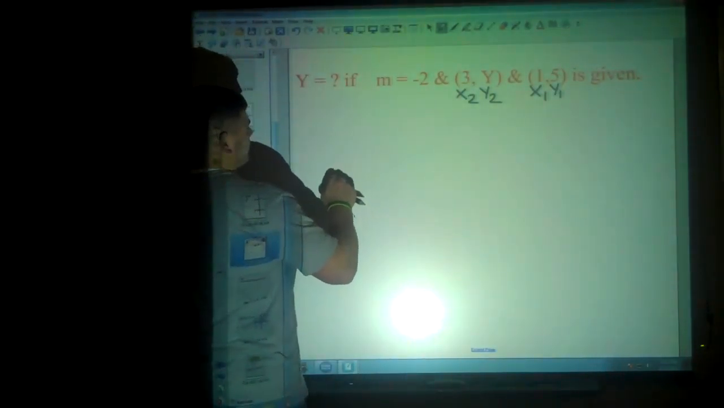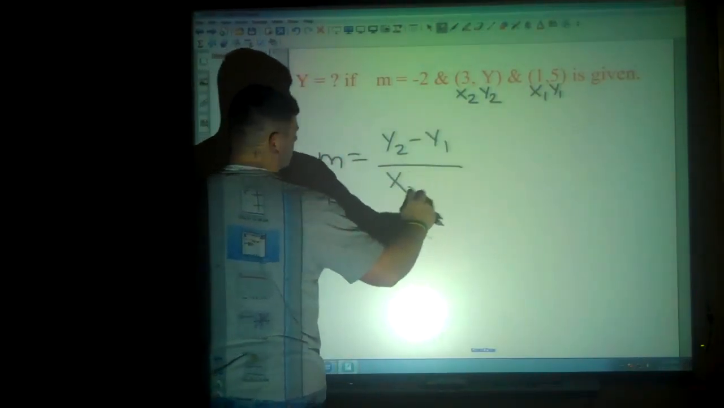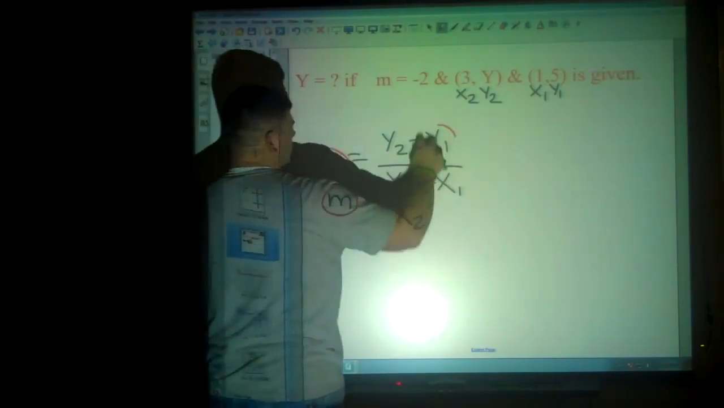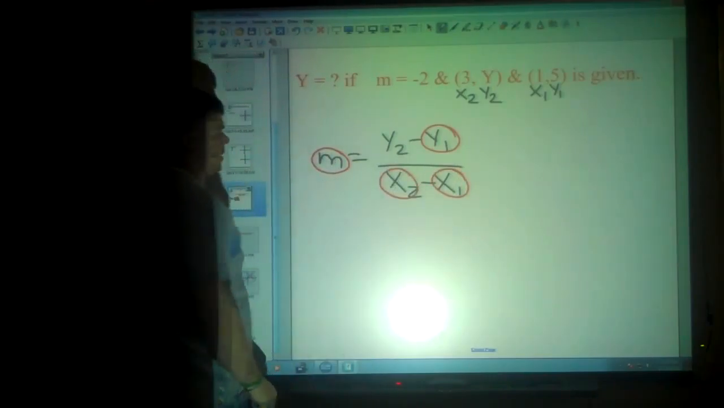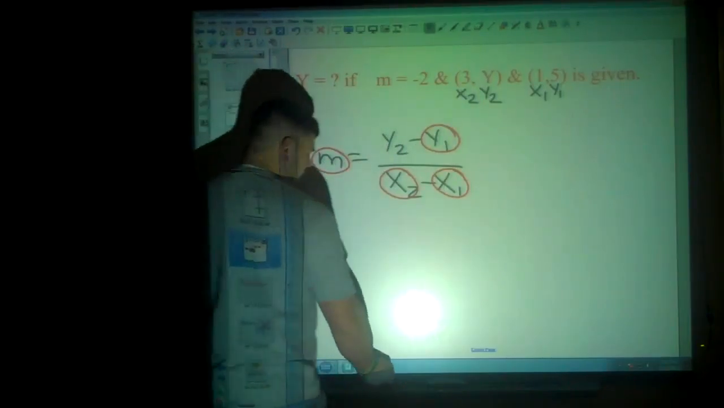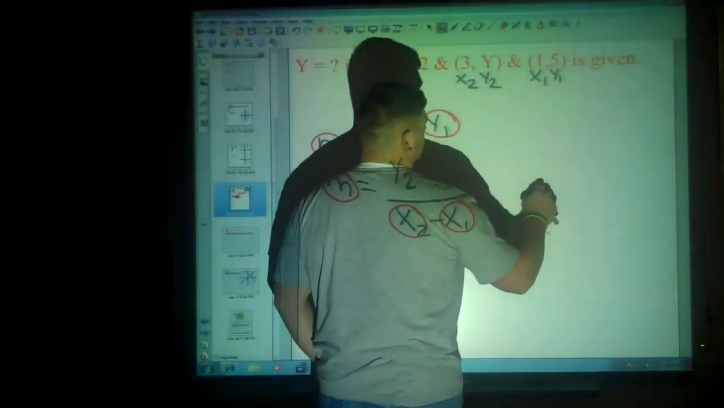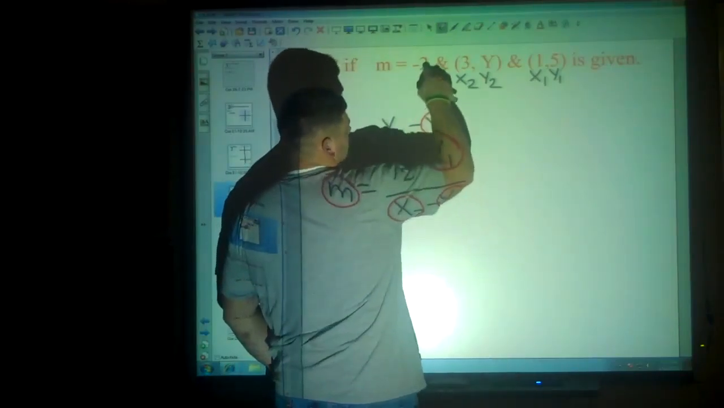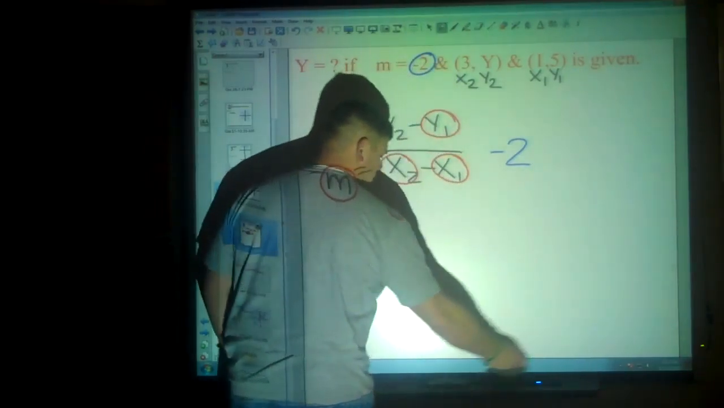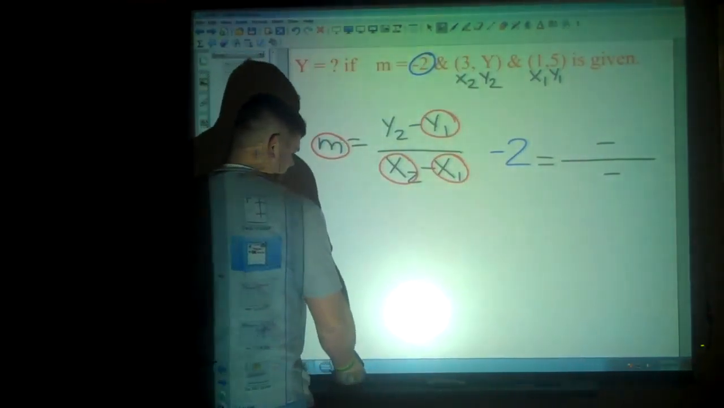Our formula would state that m is equal to y sub 2 minus y sub 1 over x sub 2 minus x sub 1. Now out of this information, we know this number, and that number. The only one we don't know is y sub 2. So we substitute everything we do know in. So I will have the slope is -2, and then that's equal to the line with the two subtraction signs.